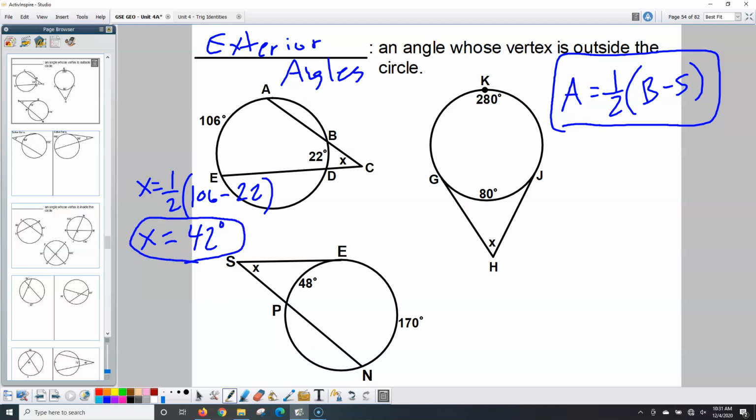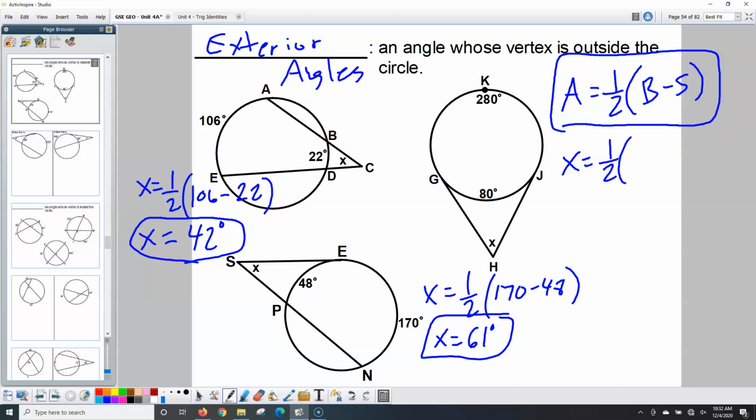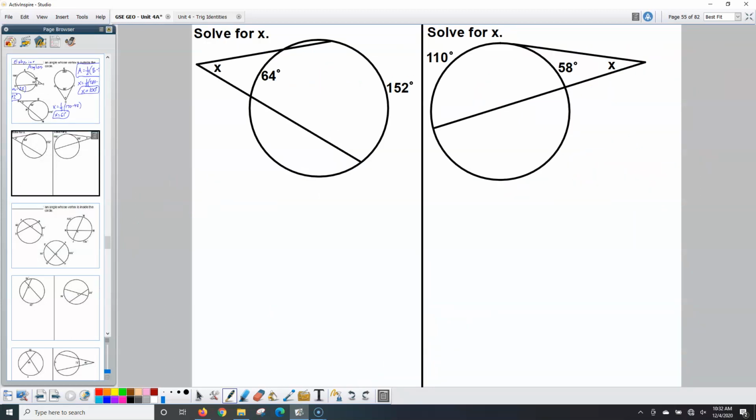And this one on the bottom left, I've got the angle x equals 1/2 the big arc minus the small arc. And 170 minus 48 is 122, and half of that is 61 degrees, I believe. And the one on the top right, I've got the angle x equals 1/2. Big arc is 280 minus the small arc is 80. That's 200. I think it's 100. Hey, I'd push pause right now. Try these. See if you can get these.